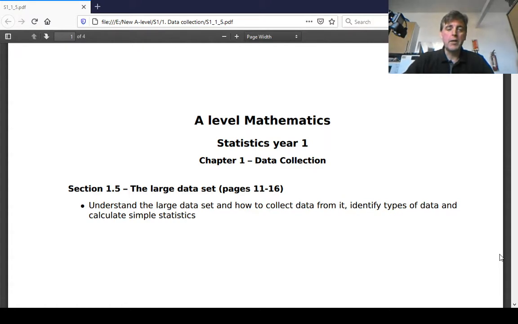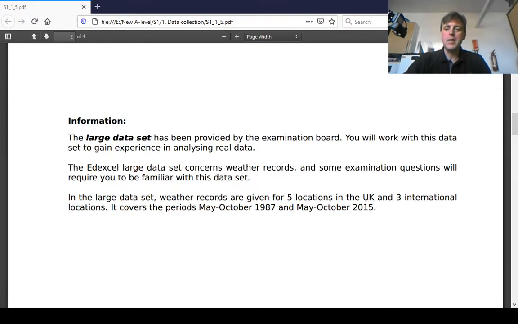In this video we're looking at section 1.5 of the textbook, and we're going to introduce ourselves to something called the large data set. Now the large data set is something which is specific to the A-Level Maths course really. So each person who does A-Level Maths is expected to have a bit of experience with working with data and analysing data from a real data set.